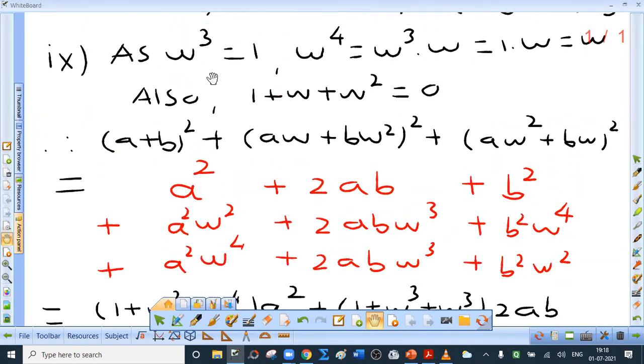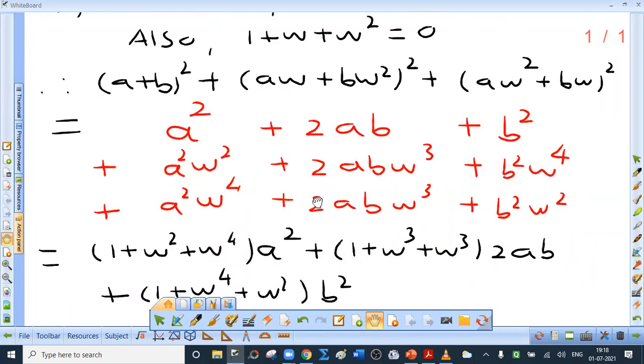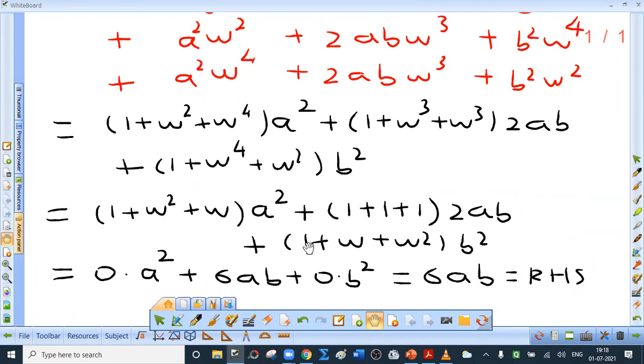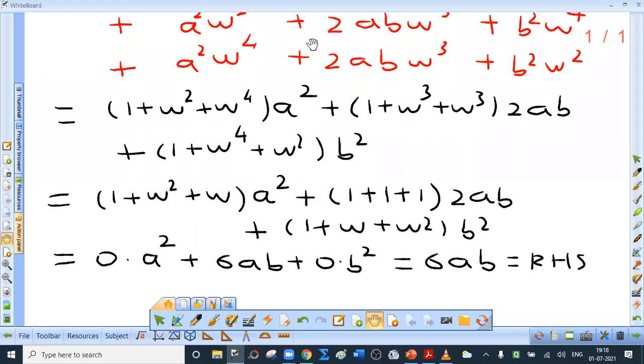Now we have already written that omega cube is 1. So omega raised to 4 is omega cube into omega, that is simply omega, and 1 plus omega square is 0. Now in this step, I have replaced omega raised to 4 by omega, and in the next step, I have put 0 for what? 1 plus omega square. Omega cube is 1. 1 plus 1 plus 1 is 3. 3 into 2ab is 6ab. Similarly, this is 0 into b square, 0.